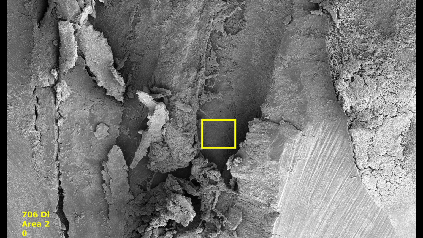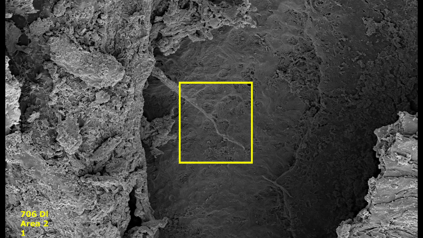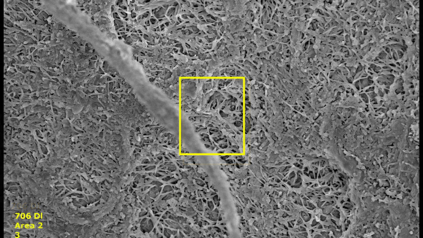Here's another area, this is called area 2, and when you first look at it, it doesn't look like maybe there's much there, but as you go in at a higher power, you can see it's a very, very robust biofilm. And the predentin is completely infiltrated with bacteria.